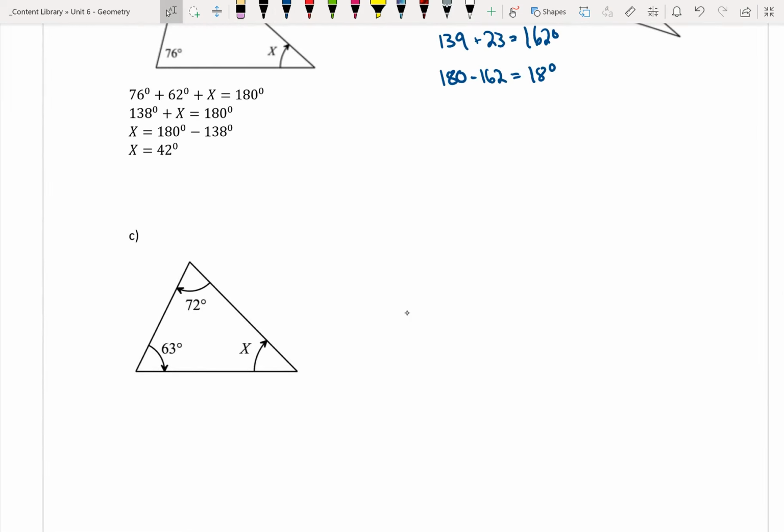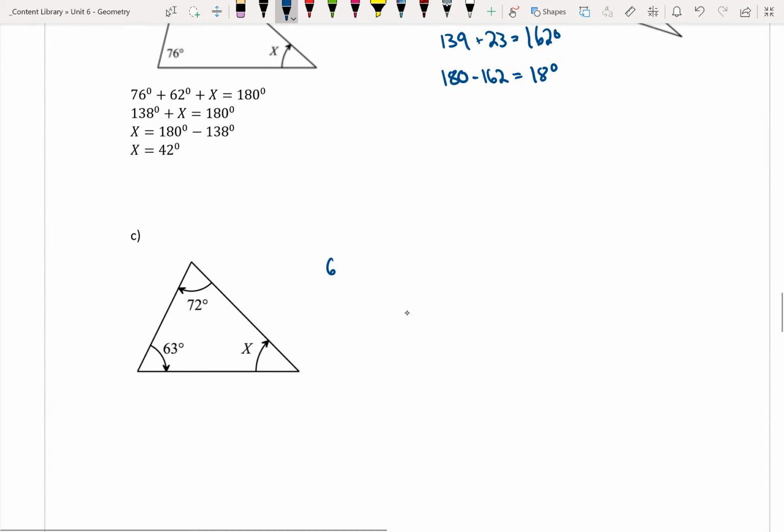For angle C, same idea. I'm going to take the two angles that I know, 63 degrees plus 72 degrees, and this works out to 135 degrees. So in total, with those two angles adding up to 135, I just have to find the difference from 180. So 180 minus 135 equals 45. So that means that my unknown angle here is 45 degrees.